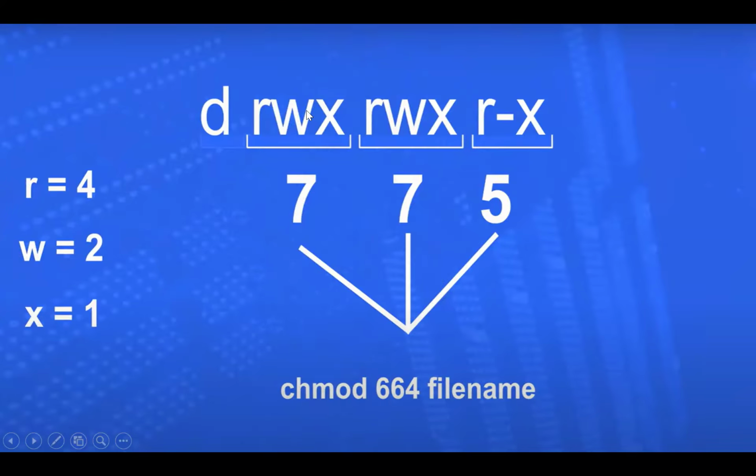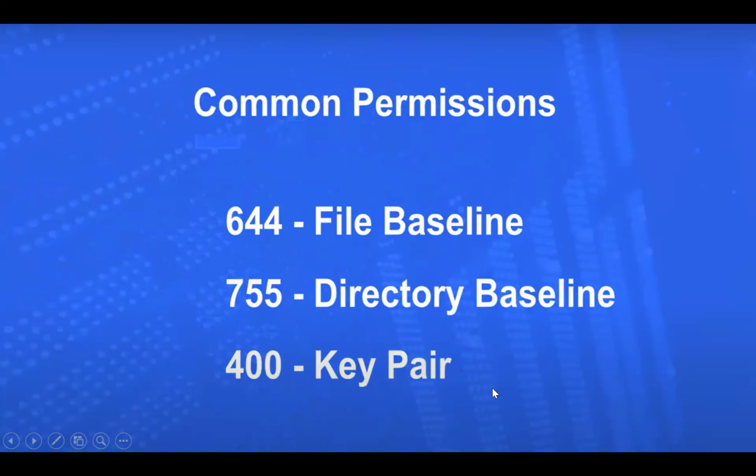So if any file has this one and you want to convert it the other way, like 664, you can do chmod 664 and the file name. Always remember, if any key is there, the key is only for read, right? So that's why it is 4 and the rest is 0. You do not want anyone to come and access your secret key. So it should always have the permission of 400.